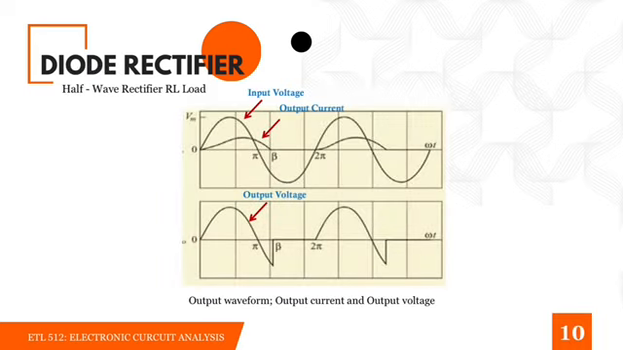When we add an inductor in series with the resistor, an RL load, the output changes. The inductor resists sudden changes in current, so the current continues to flow even after the input voltage drops. This results in a more continuous waveform compared to the R load. Here, we see the output voltage and current waveforms for the RL load. The current waveform does not return to zero immediately after each cycle because the inductor releases stored energy, creating a smoother output.